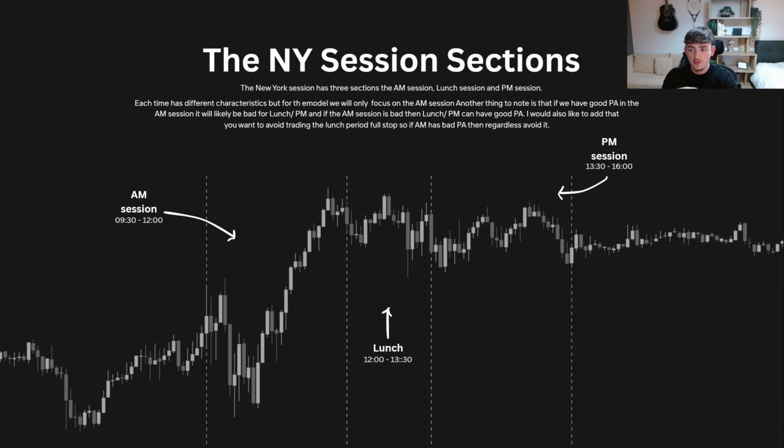Another thing to note is that if we have good PA in the AM session, it will likely be bad for lunch/PM, and if the AM session is bad, then lunch/PM can have good PA. I would also like to add that you want to avoid trading the lunch period full stop.